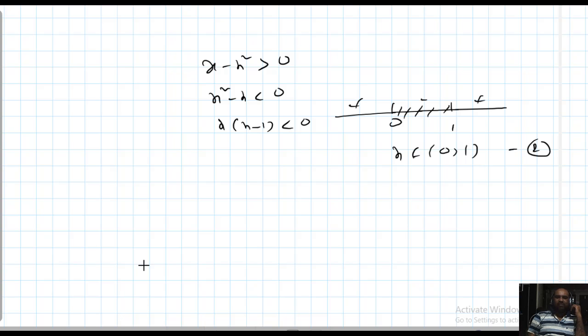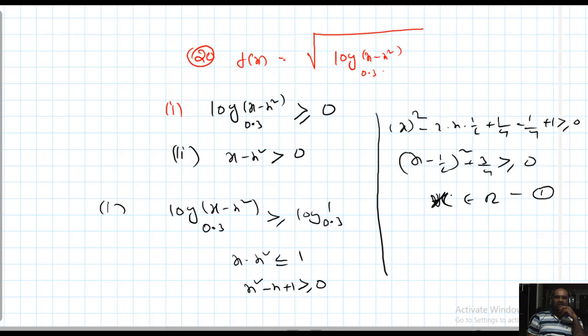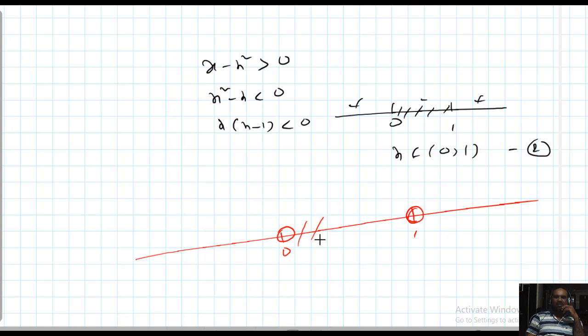Now I want to combine the first part and second part. Open 0 to open 1, and all real numbers. So this is common for both. That is, the intersection of all real numbers and 0 to 1 is 0 to 1. Therefore I can say that x belongs to open 0 to open 1. This is the domain of the function.